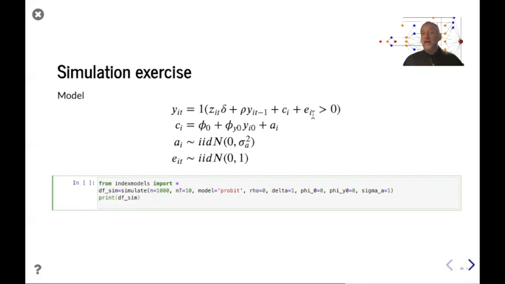We have an epsilon IT here. We assume that it is IID normally distributed, no correlation with the explanatory variables, completely IID, no serial correlation, anything. It's just random draws from the normal distribution. And then we have our unobserved effect, CI, which is allowed to be correlated with the first observation of YI.